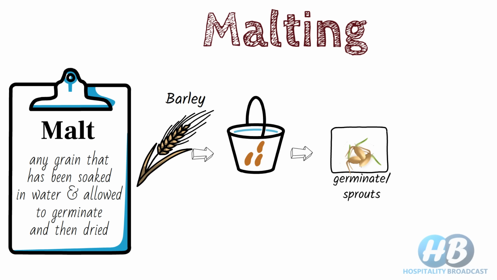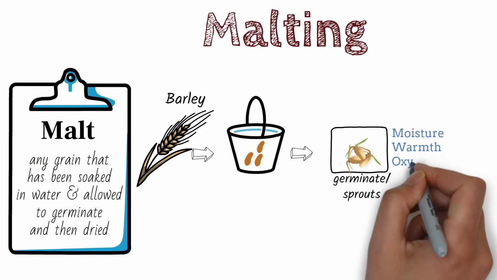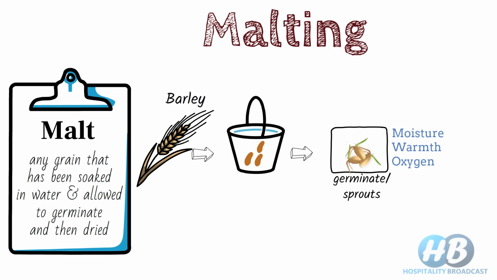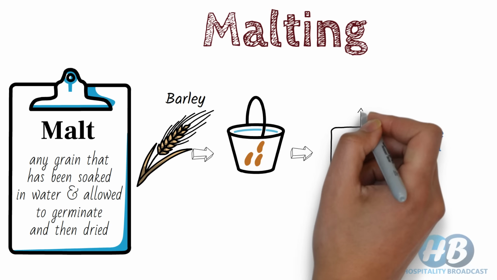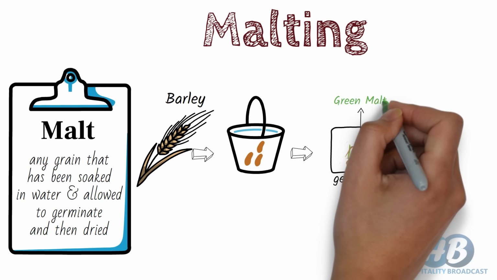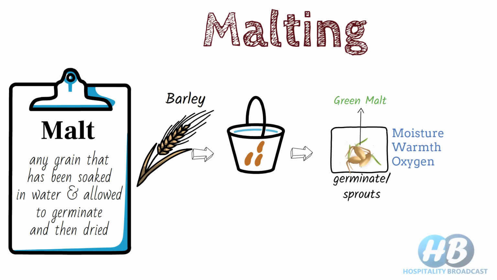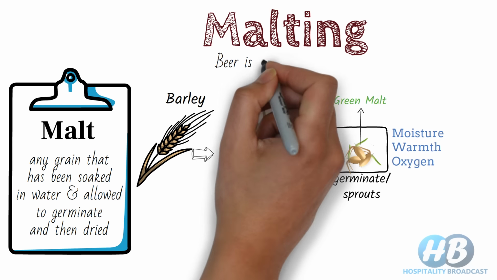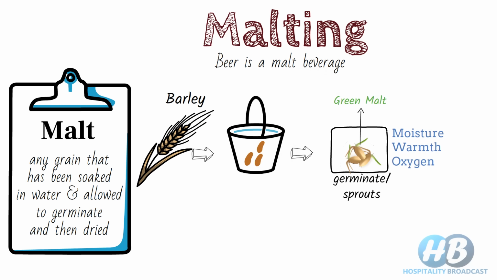For germination, moisture, warmth and oxygen are necessary to grow these kinds of shoots and rootlets. These germinated green cereals are called green malt. So beer is made from malted grains, and is also called a malted beverage.